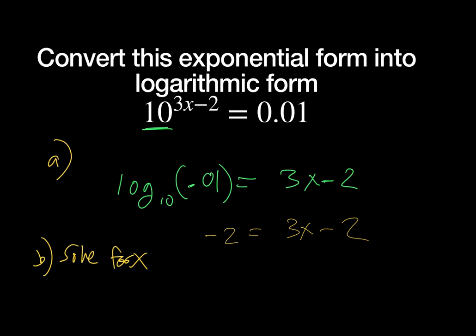And then we're done with that? Oh, I got to solve for x. Add 2. X equals 0. Wait, don't we add 2 to both sides? We added 2 to both sides. Plus 2 here, plus 2 here. Negative 2 plus 2 is 0. On the right-hand side, I'm just left with 3x. Then I divide by 3. X equals 0.